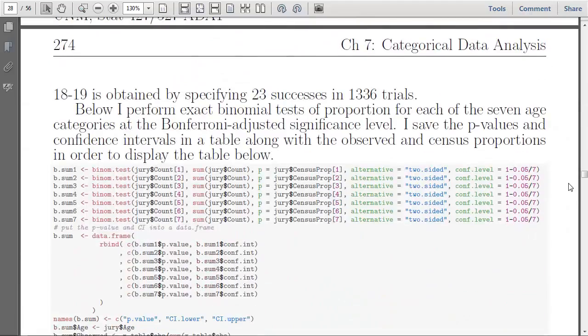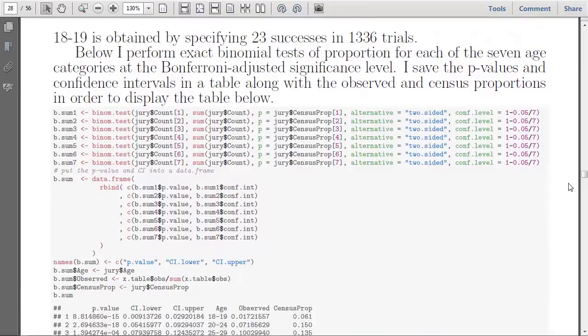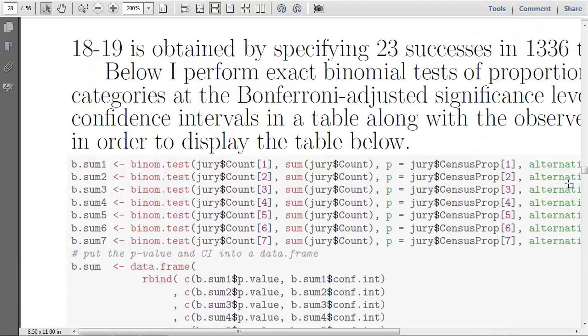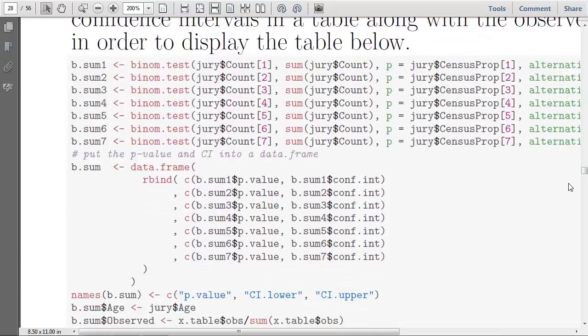So I'm just going to scroll down, and okay, so what did I do for all my code? I'm doing a separate binomial test for every one of the 7 categories. So I'm counting up what was the number of successes for each category. So that's the observed frequency for each category. What's the total sample size? That's adding up all the observations over all the categories.